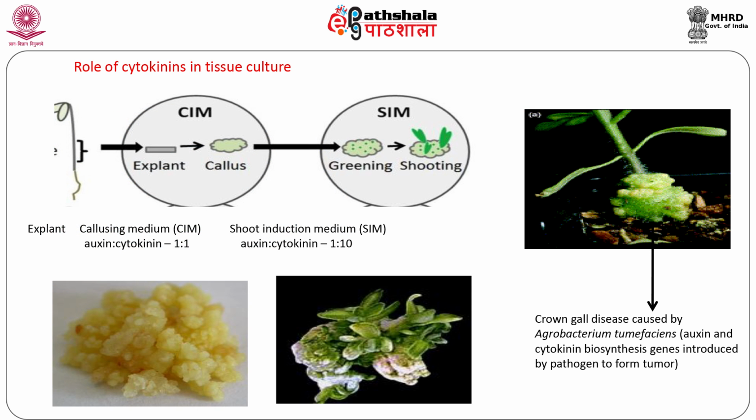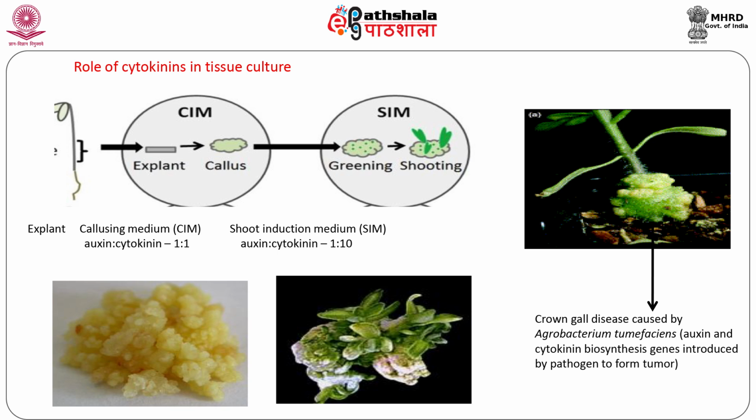Let's talk about the role of cytokinin in tissue culture. The ability of cytokinins to induce new meristems is best seen during the process of organogenesis. When a plant part like the hypocotyl is placed on a medium supplemented with similar concentrations of auxins and cytokinins, the parenchymatous cells de-differentiate and redifferentiate to form a homogeneous tissue called callus.